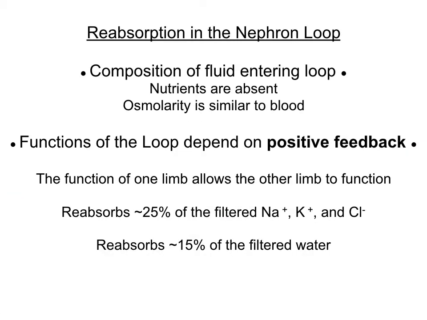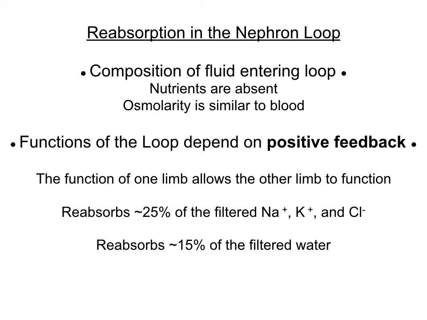Alright, so now that we've gone through the PCT, we're going to look at what happens in your nephron loop with regards to reabsorption. Now, it's important to know that when your tubular fluid is entering the nephron loop, you remember your nutrients are absent. Those organic nutrients were all reabsorbed in the PCT, and the osmolarity of your tubular fluid is very similar to your blood.